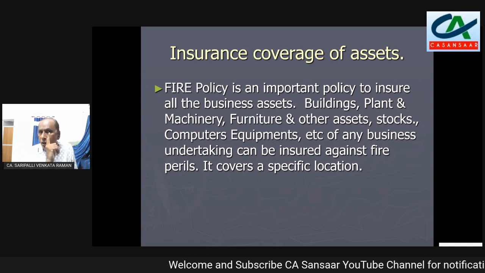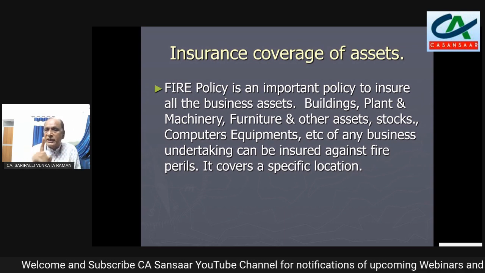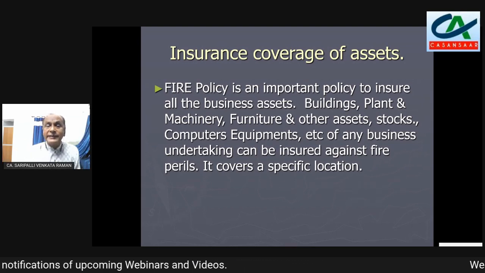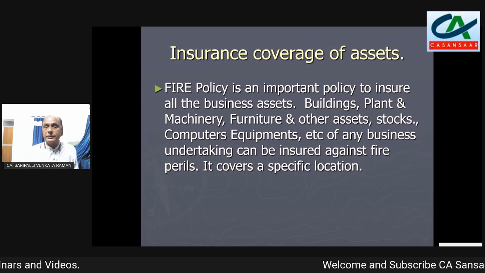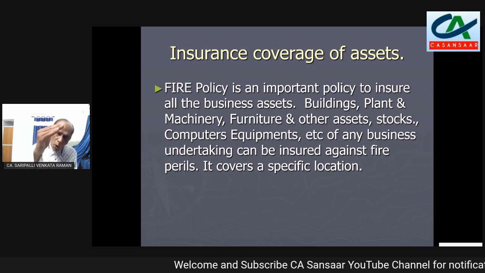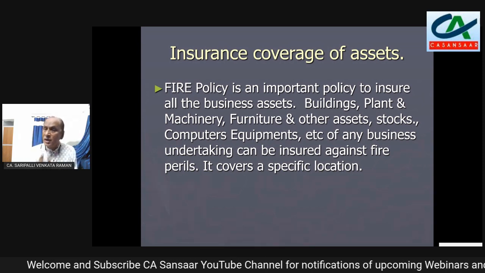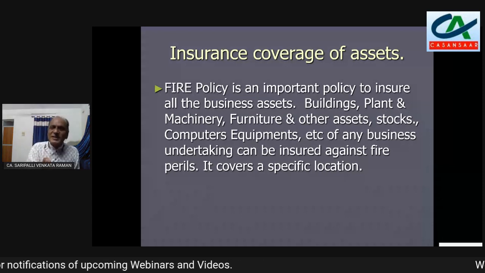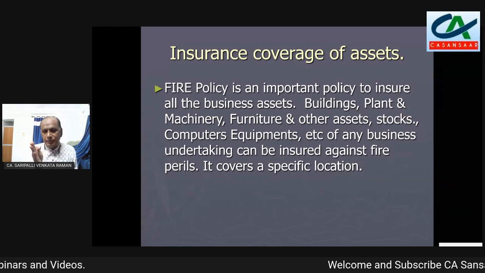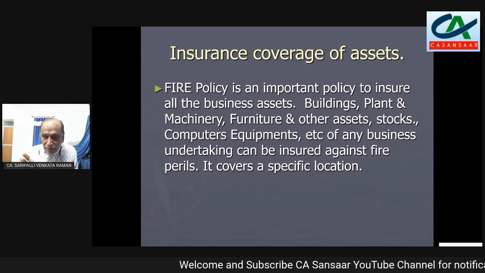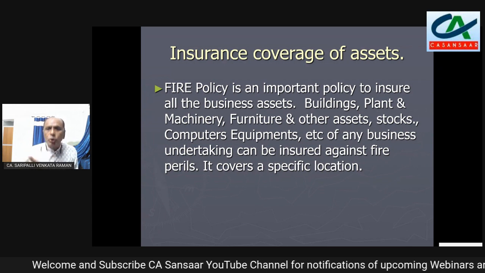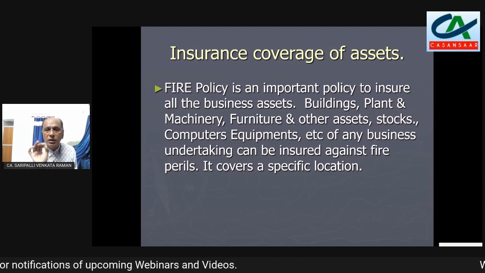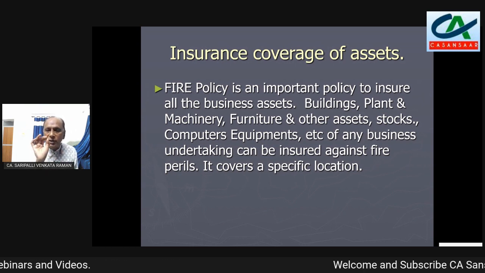So fire can cause damage to buildings, it can cause damage to plant and machinery, it can cause damage to furniture and other assets. It can also cause very much damage to stocks. It can also cause damage to computer equipment of any business undertaking, and you should insure against fire perils for all these types of assets. Remember, fire policy is a specific location policy. That means fire occurring in the specific location which you have disclosed to the insurance company, that your factory is located at such and such place, your stocks are located at such and such place, your computers are located at such and such place, and if a fire occurs at that specified location, then only the insurance company is liable to compensate you for the loss suffered.